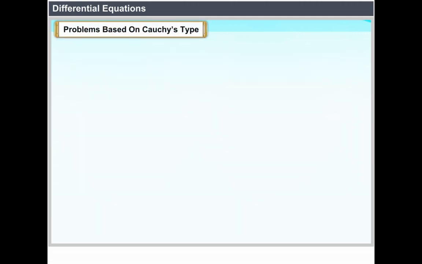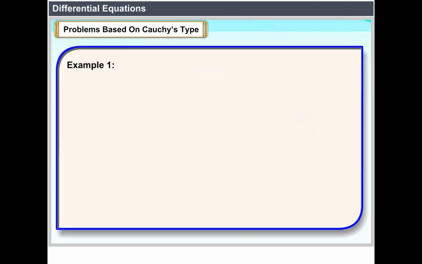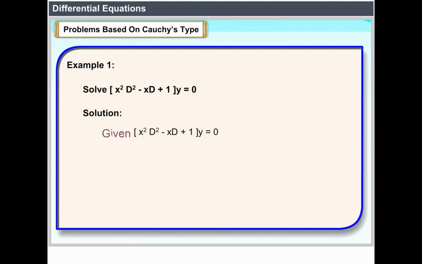Problems based on Cauchy's type. Example 1. Solve (x²D² − xD + 1)y = 0. Solution. Given (x²D² − xD + 1)y = 0. We can write x²D² and also xD. It is better to follow x²D² and xD.